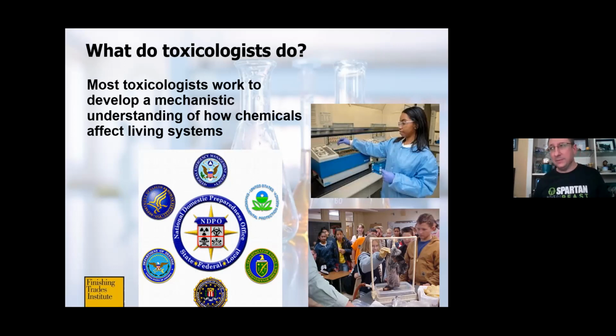And that's really important because it helps us understand if there are any particular population vulnerabilities, if it's going to interact with other chemicals and cause different kinds of damage, and what safe levels of chemical exposure, if any, are. So understanding the mechanisms of toxicology is very important. That's the end goal of what a lot of toxicologists do.